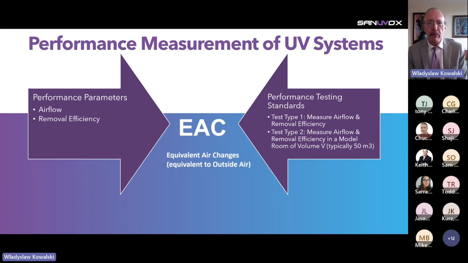Now, performance measurement of UV systems gives us airflow and removal efficiency. Whether you look at test type 1 on an in-duct system, or you look at test type 2 in a model room, the end result of the performance testing is the two values of removal efficiency and airflow. Once we know the removal efficiency and the airflow from the test data, it's possible to compute the equivalent air changes of outside air that system will match.